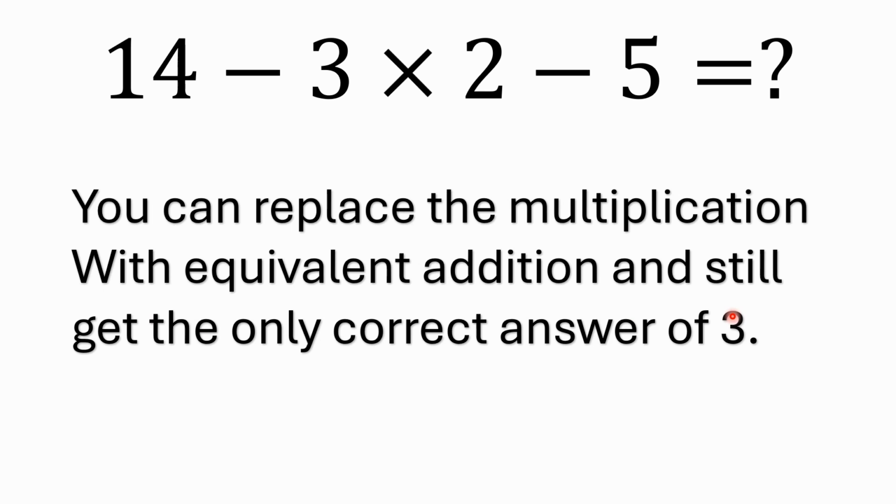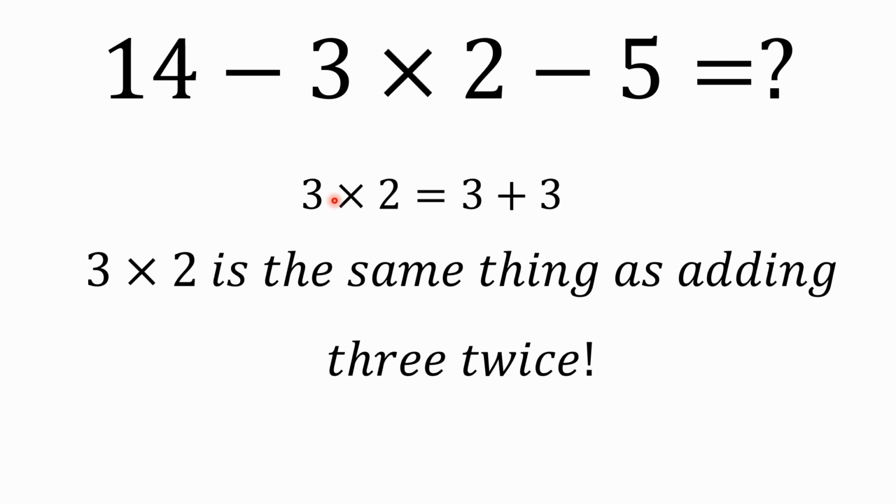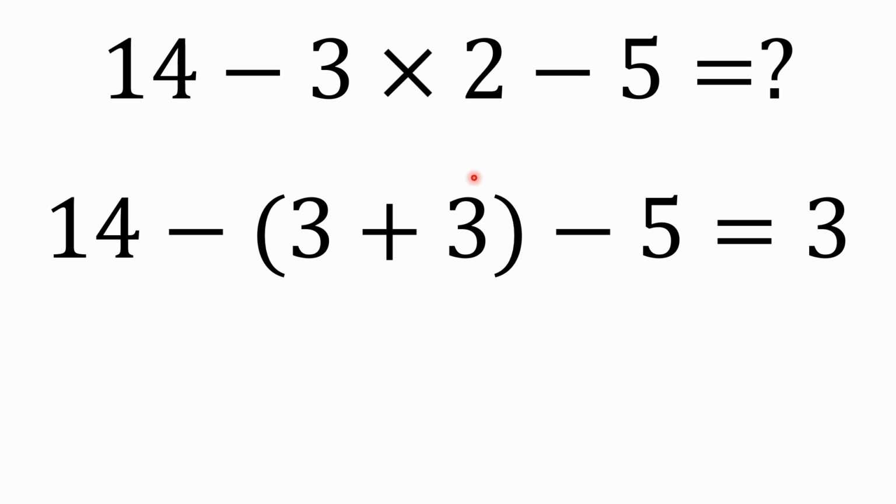Instead of writing this as 14 minus 3 times 2 minus 5, well, we do know what is 3 times 2? 3 times 2 is the same thing as adding 3 twice. That's all it is. It's repeated addition. So we can replace this 3 times 2 with 3 plus 3. It's the same thing.